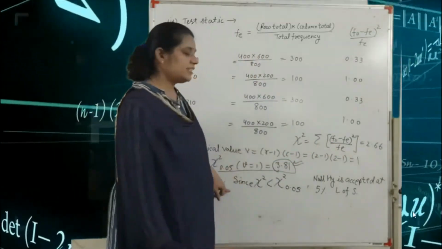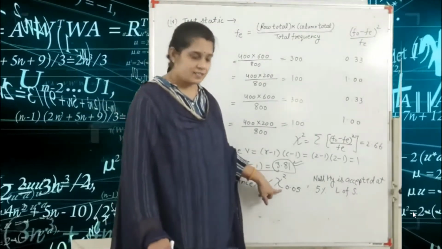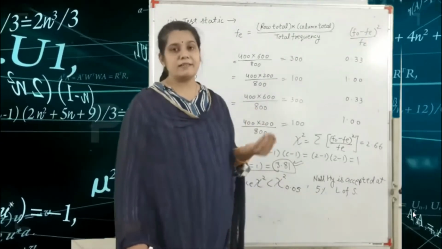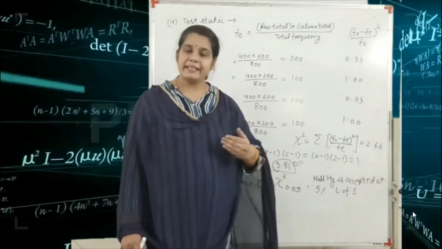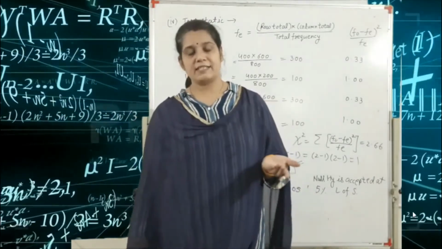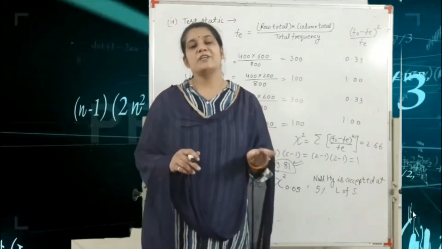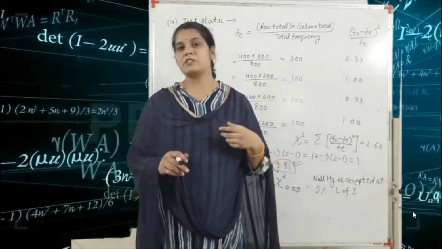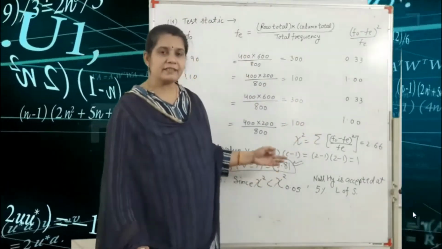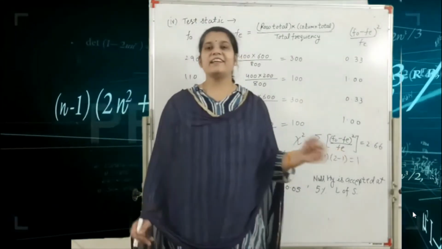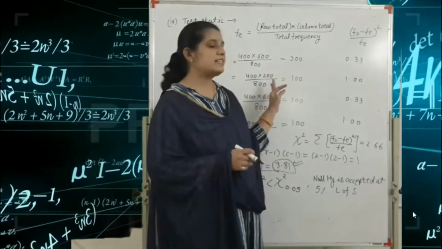So here the decision is: since chi-square is less than chi-square at 5% level of significance, the null hypothesis is accepted at 5% level of significance. And the null hypothesis is that there is no relation between the two attributes, that means students' opinion. So the null hypothesis is accepted, which means the attributes are independent. So this is an example of independent attributes, and the formula is very easy.